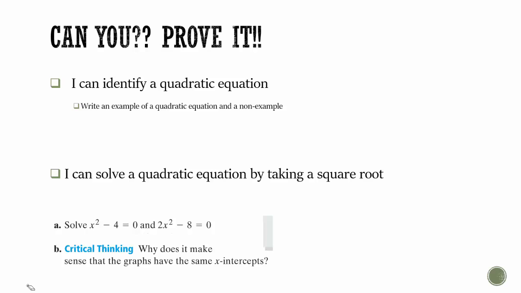So I want you to see if you can identify a quadratic equation. Write an example of one and a non-example of one. And then solve these two things and talk about this. Make sure you write down any questions you have, and we can go over them in class.